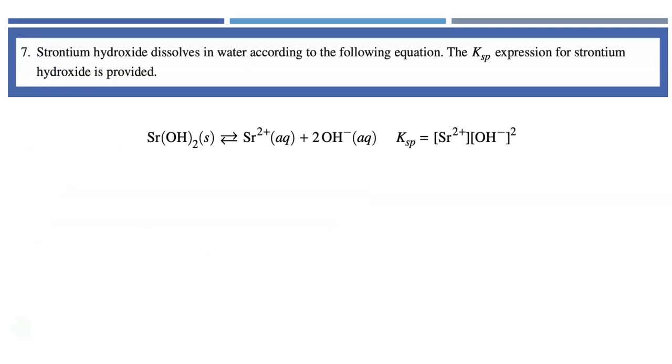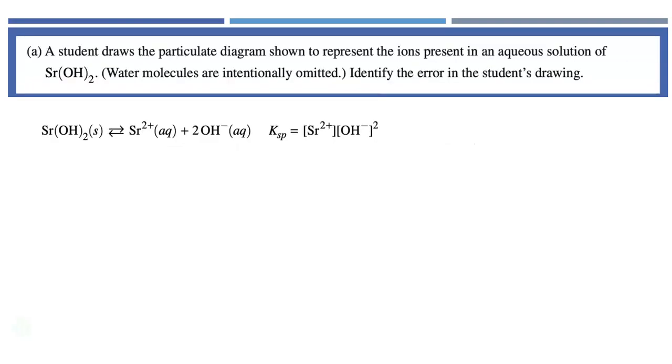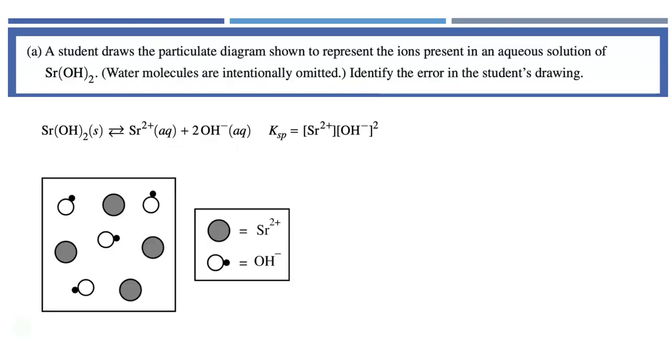Strontium hydroxide dissolves in water according to the following equation. The Ksp expression for strontium hydroxide is provided. So we've got strontium hydroxide as a solid. The products are strontium ion and 2 hydroxide ions, and we have the equilibrium constant expression, the Ksp. A student draws the particulate diagram shown to represent the ions present in an aqueous solution of strontium hydroxide. The water molecules have been omitted just for clarity. Identify the error in the student's drawing. What's wrong with this picture?